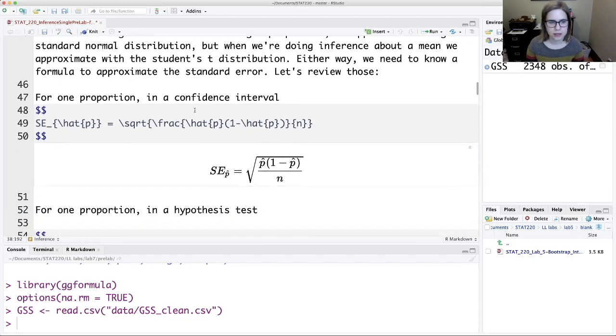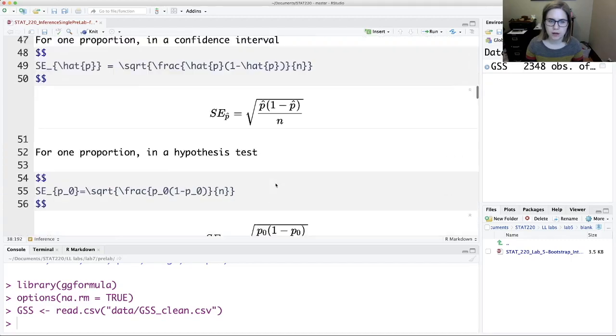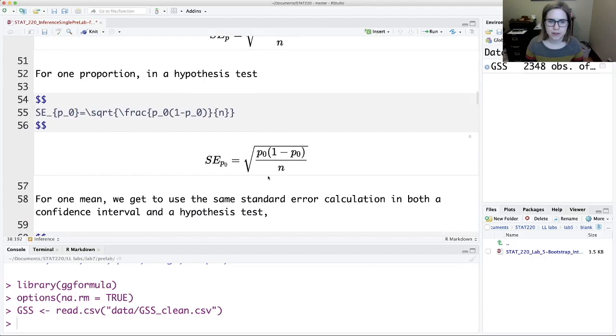So I'm using LaTeX again with the dollar signs, and then just typesetting out in math what these equations are. So for one proportion in a confidence interval, we would do the square root of p hat times 1 minus p hat over n. And in a hypothesis test, we approximate using p naught, the null value. So it would be the square root of p naught times 1 minus p naught over n.